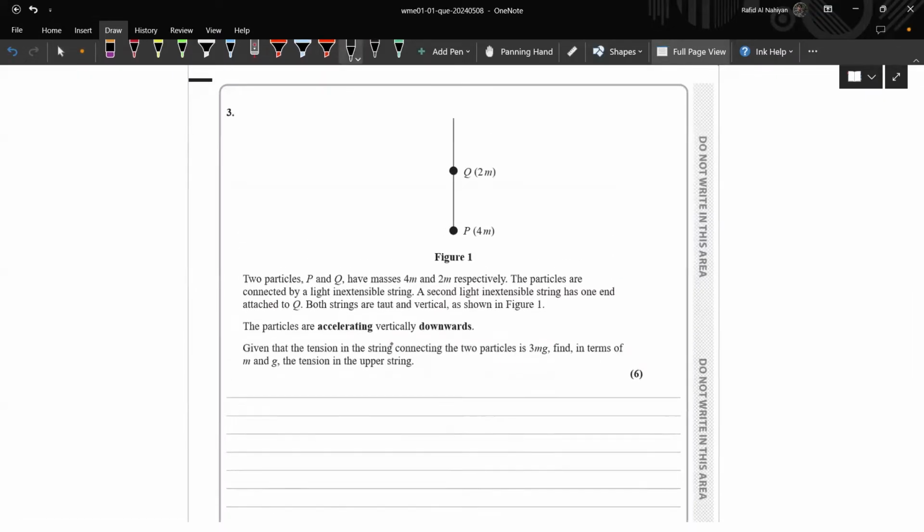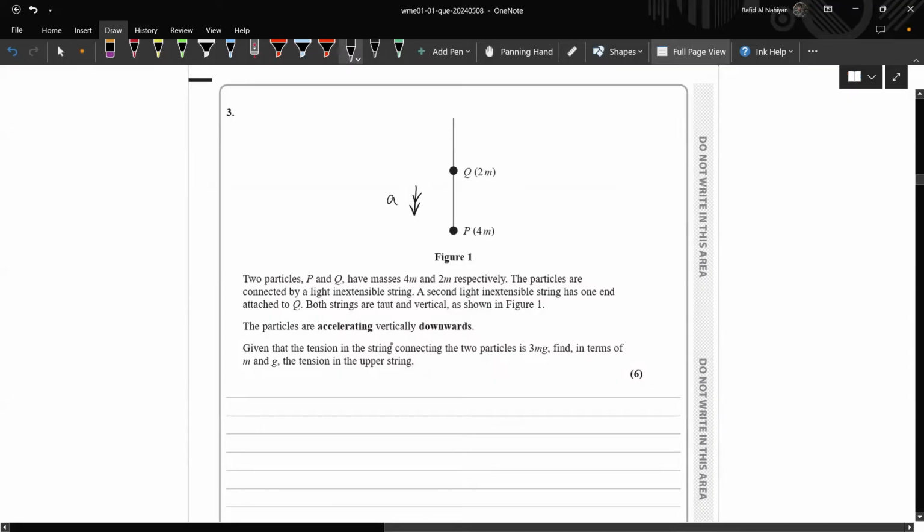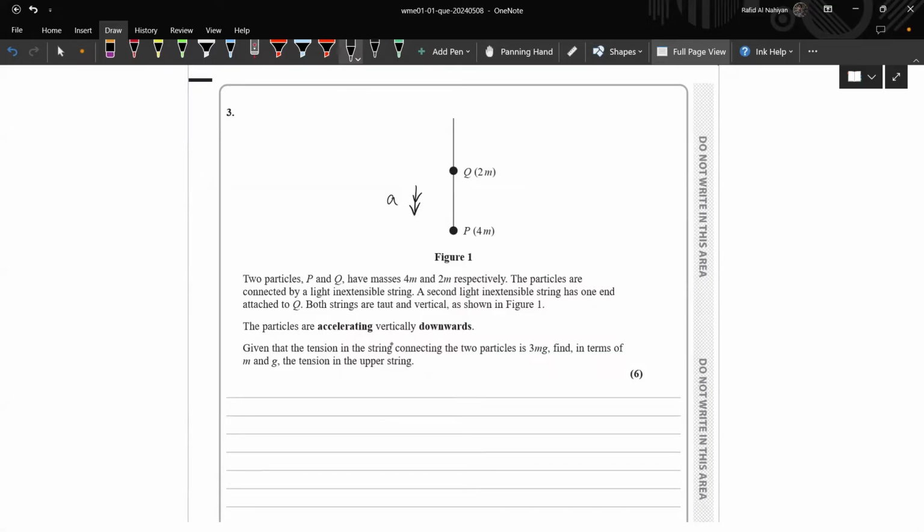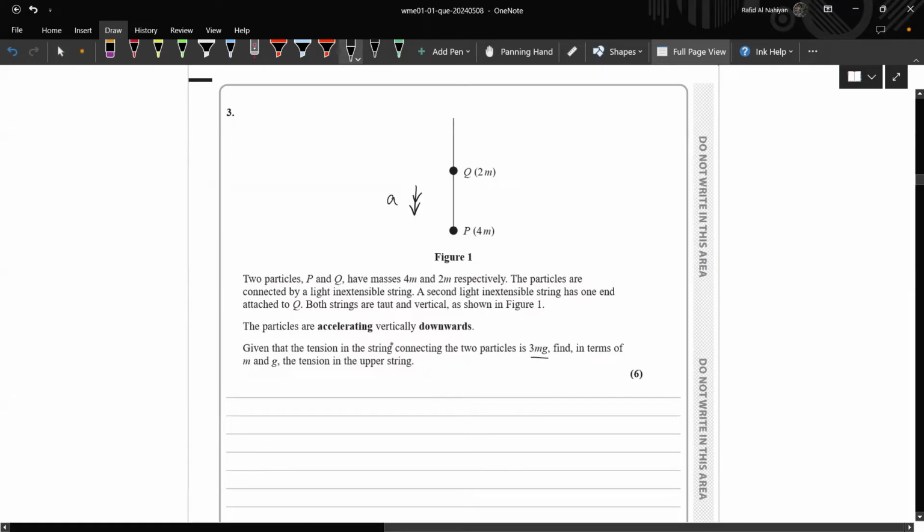The question says that two particles P and Q have masses. The particles are connected by a light inextensible string. A second light inextensible string has one end attached to Q. Now both strings are taut and vertical, as shown in figure 1. The particles are accelerating vertically downwards. Good to know. Given that the tension in the string connecting the two particles is 3 mg, there is a tension in this string between P and Q, equal to 3 mg in magnitude. So what's the tension going to be?